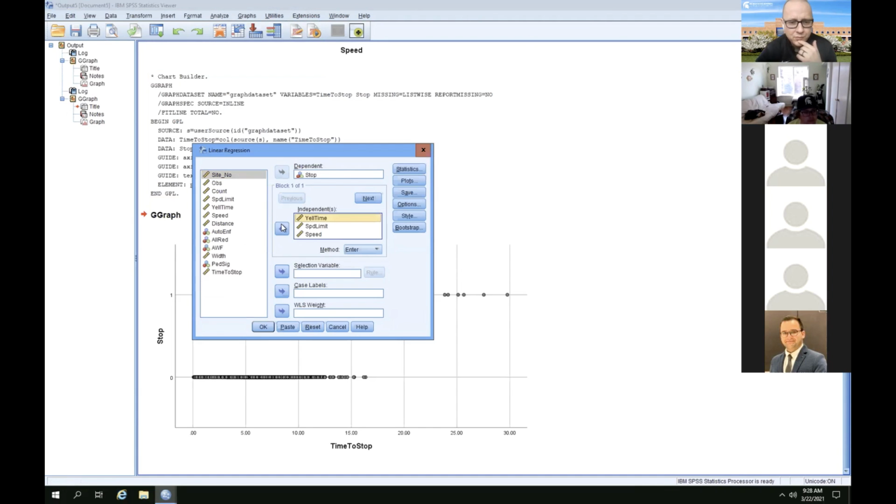So what we'll do at this point is, well, we'll go through these real quick. So speed limit, we think that would have an influence potentially. Yellow time, speed, distance. I guess we'll just throw everything in here. And normally I don't advocate for just throwing everything in, but the one thing I didn't throw in here was the count.